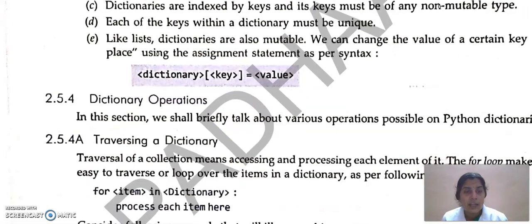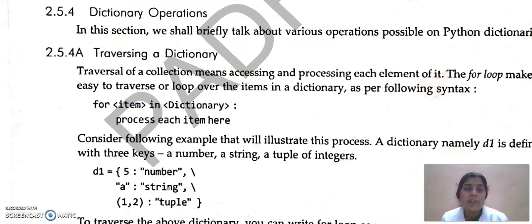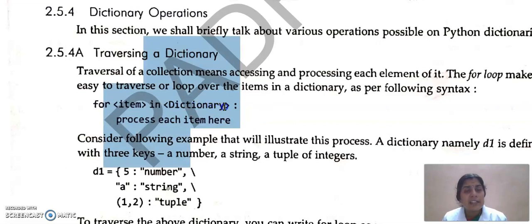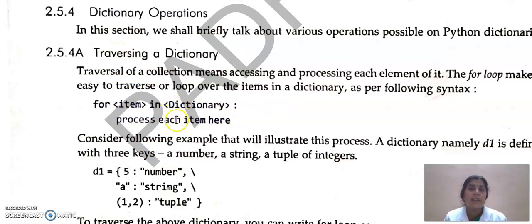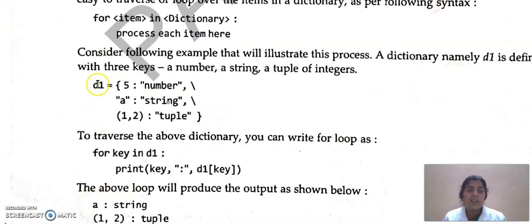That means we can assign values directly by using the key. Then the first dictionary operation is traversing. Already I told you that string, list and tuple all do traversing in the same manner. That means a loop is needed for it. If it is a list, the list name will be there. If it is a string, the string name will be there. If it is a dictionary, the dictionary name will be there. So if this is the dictionary, key 5 has a number value, key a has a string value.